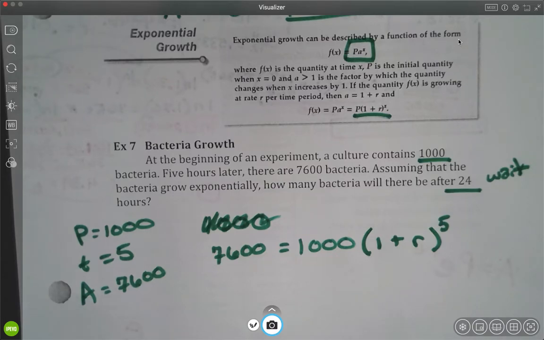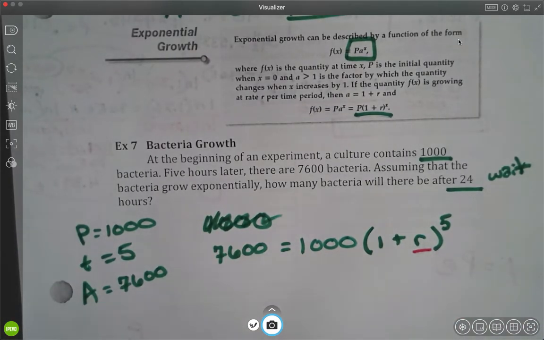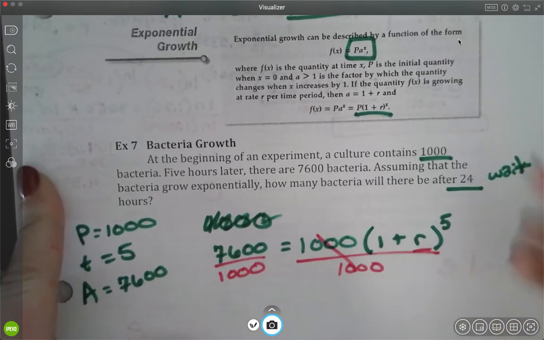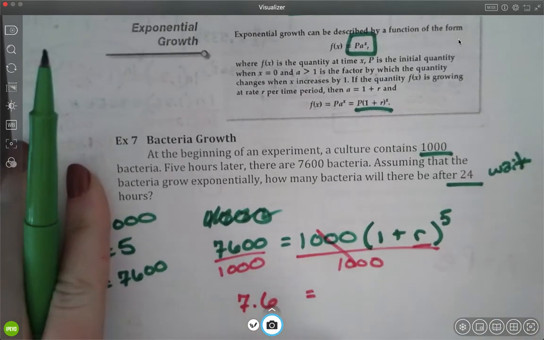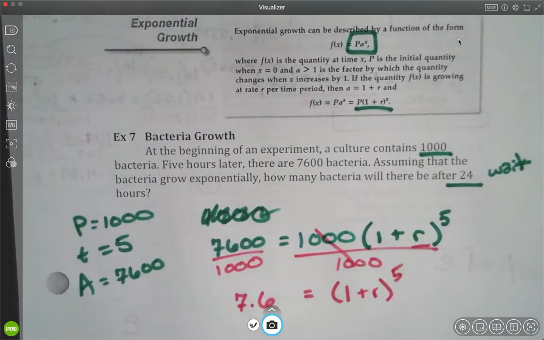Not really. The only time we have to use ln is when we're solving for the exponent. The exponent we know. Okay, so let's just unwind this equation and see what we get. What are you gonna do first? What are we solving for, by the way? What variable? R. Here's R. Okay. What are we doing first? Divide by 1,000. Maybe. 7.6. Okay. And this is what? No. 1 plus R to the 5th power. Okay, now what do you do?